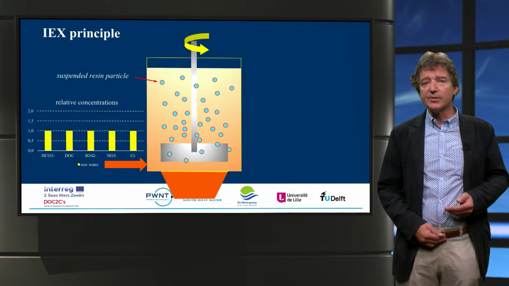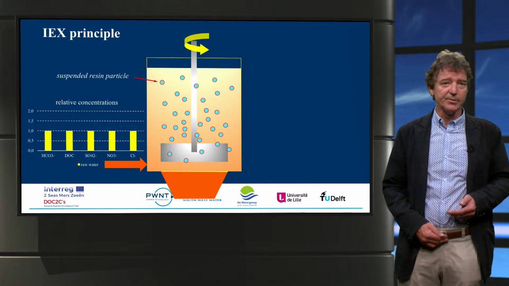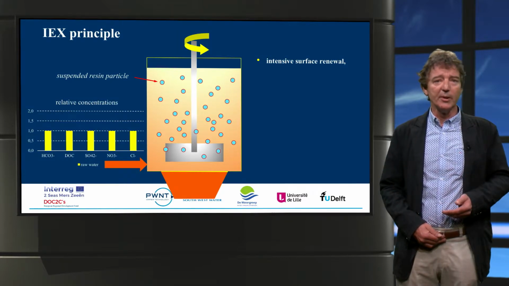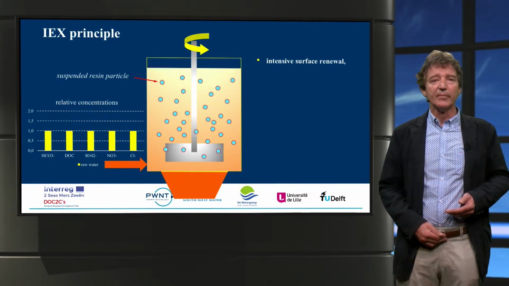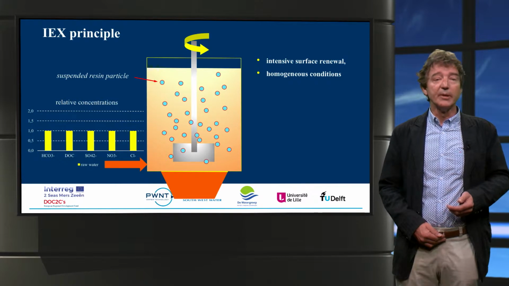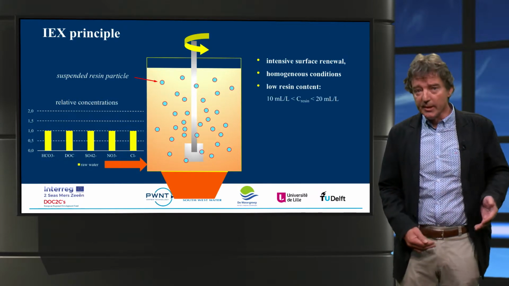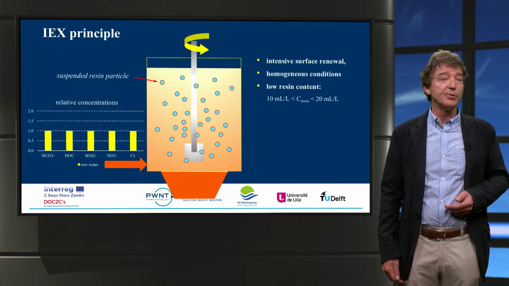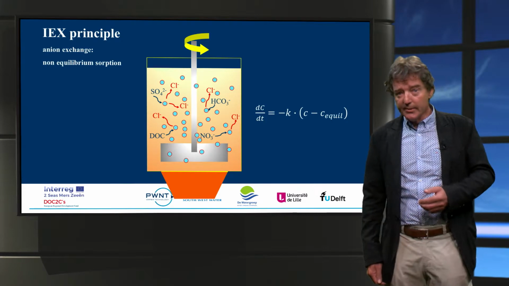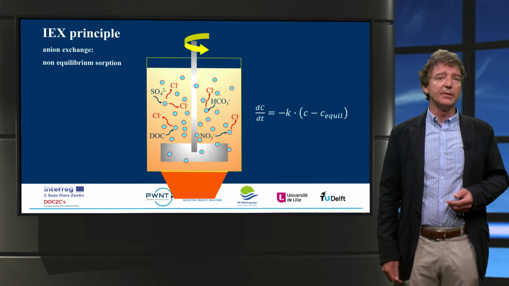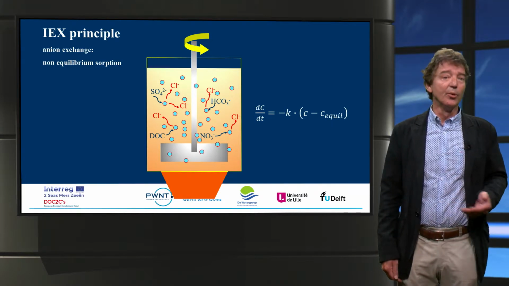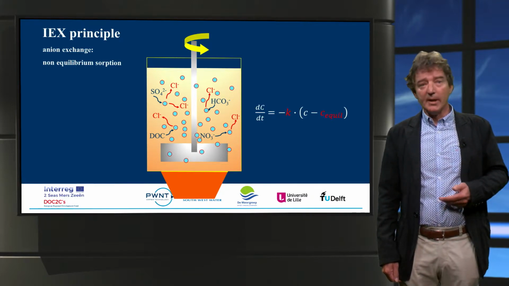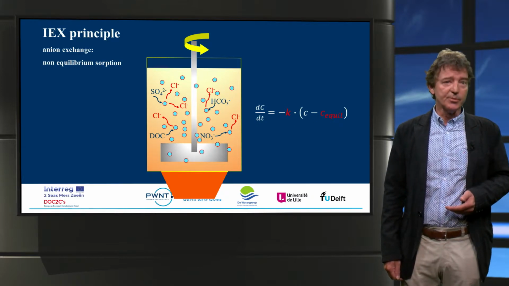The ion exchange process itself can be understood by studying the sorption kinetics. First, because of the intense agitation in the jar caused by the impeller, we have an intense surface renewal frequency and homogeneous conditions all over the reactor. And because of this, for a relatively low resin content, we already observed significant anion and DOC removal. The sorption kinetics can be simplified using a first-order kinetic model that shows us that the non-equilibrium adsorption kinetics are being governed by a rate constant, as well as a residual equilibrium concentration.